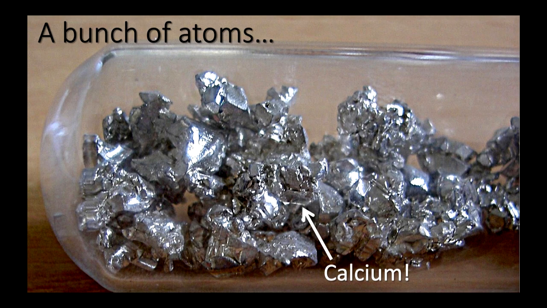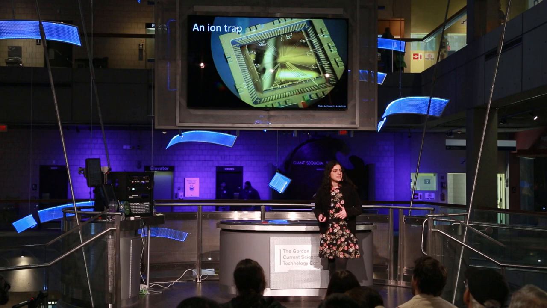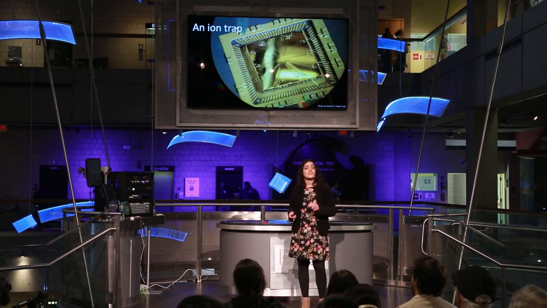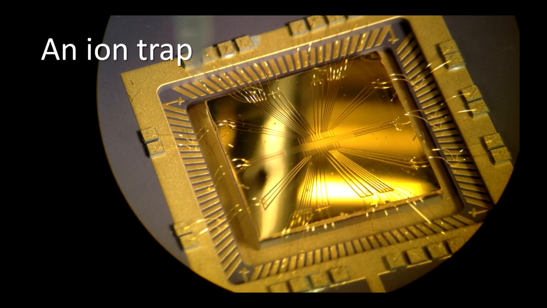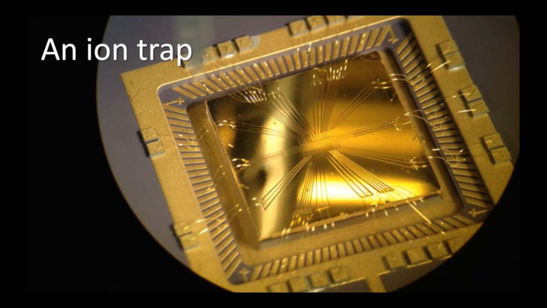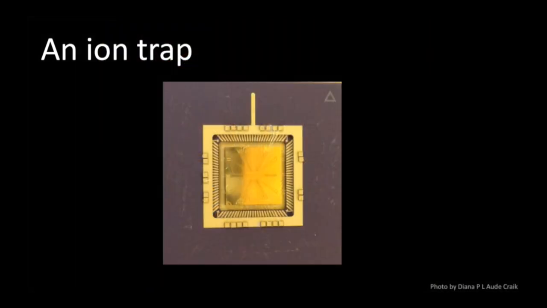We also need some kind of device that traps the atom. And this type of device is called an ion trap. We'll learn about why it's an ion trap and not an atom trap a little bit later on. But this device here, if we just zoom out a little bit, it looks a little bit like a computer chip, right? And it's gold. The electrodes in the middle there are gold. And this one actually happens to be the one that I made during my PhD.